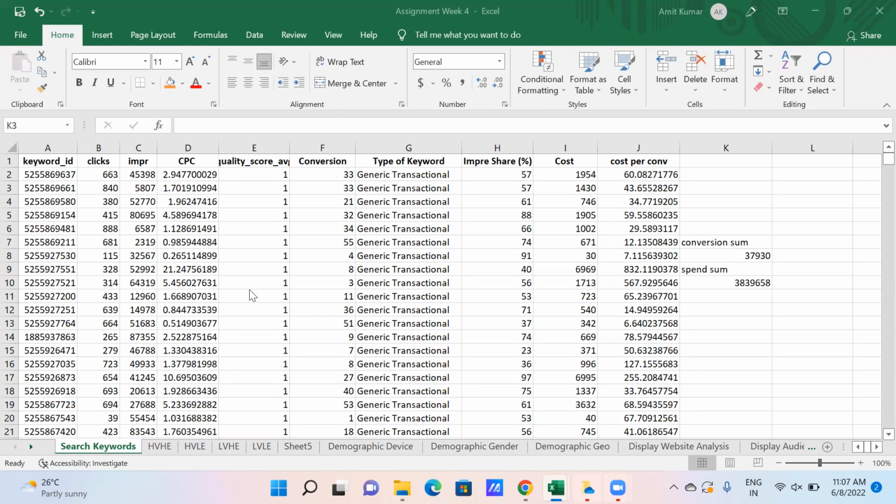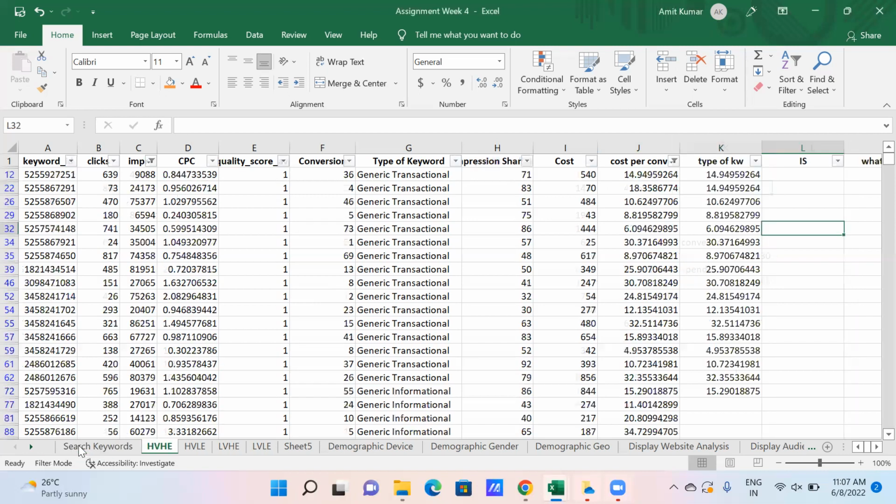For example, as per the quad core, what we do is analyze all the keywords in these four different quadrants: high volume, high efficiency; high volume, low efficiency; low volume, high efficiency; and low volume, low efficiency. In order to do that, we find the median of impression, and we also find the median of cost per conversion. I have already calculated cost per conversion and the median in this one.